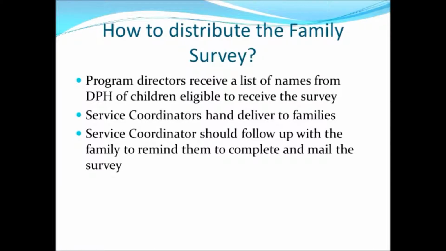Each EI program receives a packet of surveys, family information flyers, and self-addressed postage-paid envelopes once a year that contain enough for the 2 distributions. Programs get a list of eligible children and families from DPH prior to each distribution. Programs track how many surveys they distribute and report this number to DPH within 6 weeks of the end of the distribution month. Service coordinators hand-deliver surveys to eligible families and explain the purpose and importance of completing the survey.